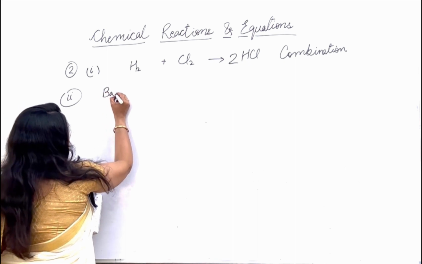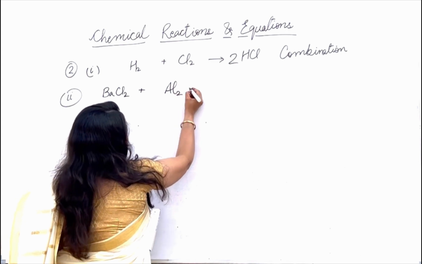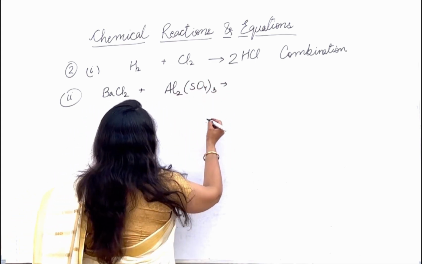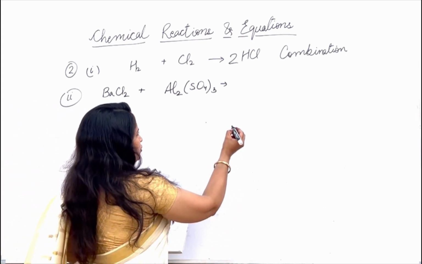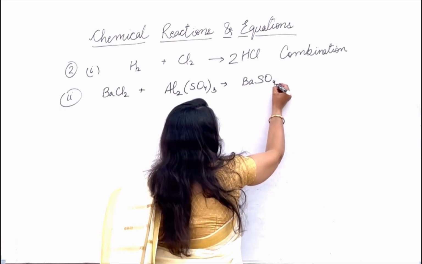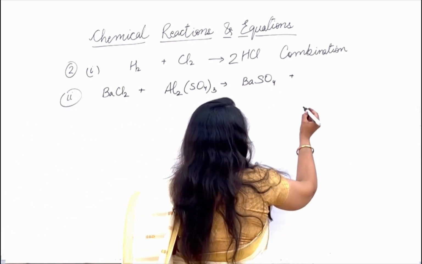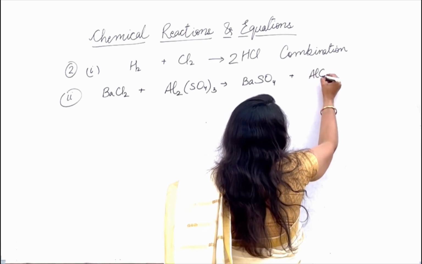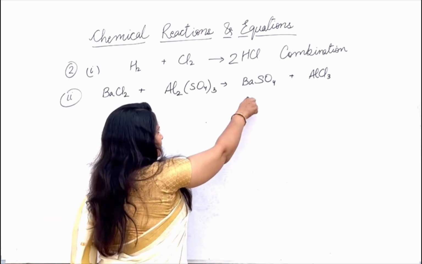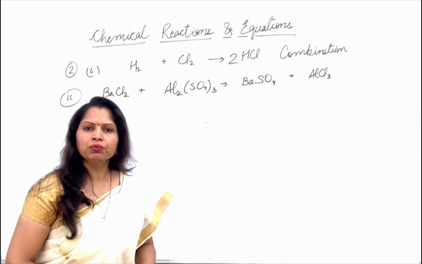Now, the second one is barium chloride combines with aluminium sulfate to form barium sulfate, which occurs as a white precipitate that we have seen in the experiment also, and aluminium chloride is formed. That is in aqueous state. Barium sulfate is solid. The rest all the 3 are in aqueous state, that is, dissolved in water.